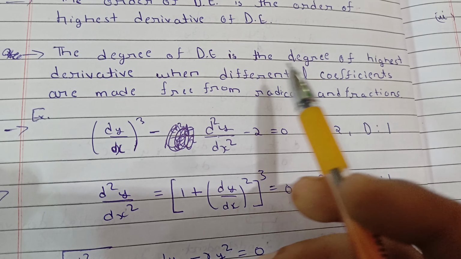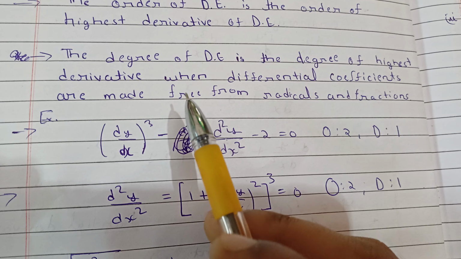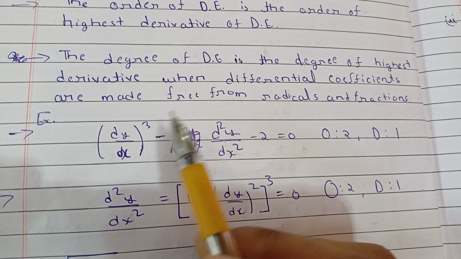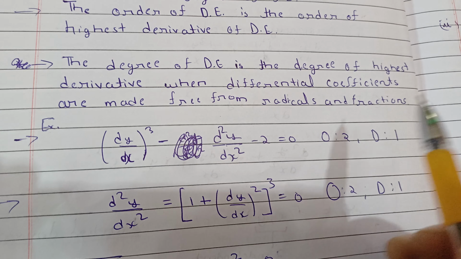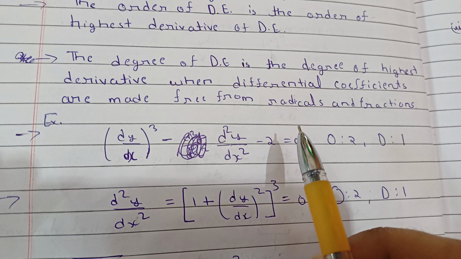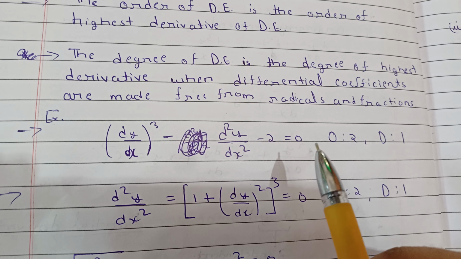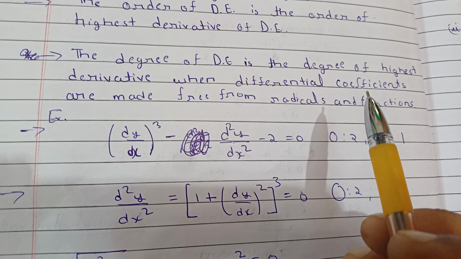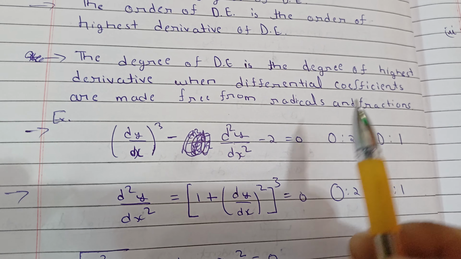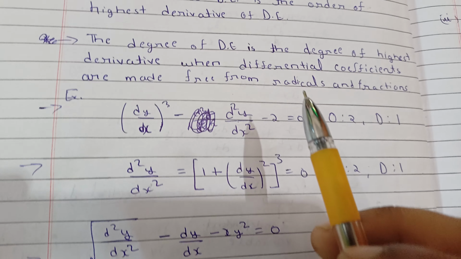The degree of a differential equation is the degree of the highest derivative when the differential coefficients are made free from radicals and fractions. What are radicals and fractions? These are like a square root, or a fractional power, in the differential equation. It should not be in this form, so that should be removed. After that only can we determine the degree and the order.